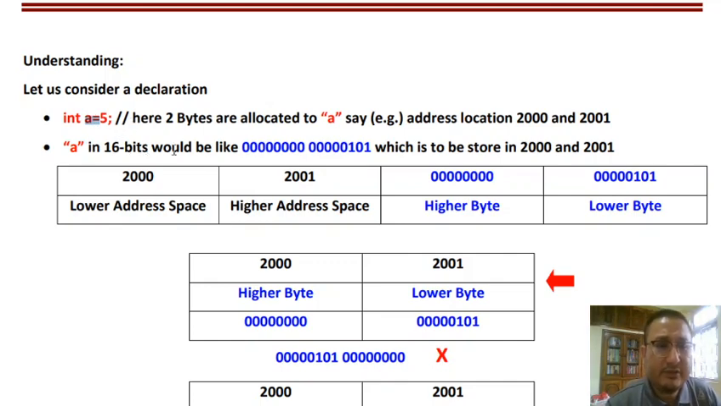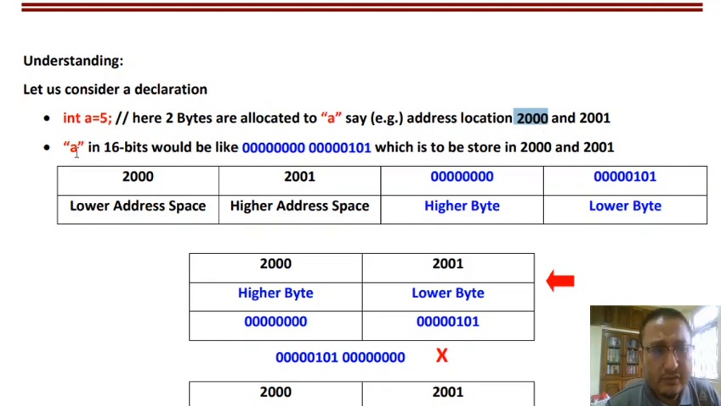Now a in 16 bits would be like this. This is the binary pattern for a in 16 bits. We have 8 zeros, then 4 zeros and 0101. So 101 is 5. So this is the representation for 5 in 16 bits. Now this representation of 5 is to be stored in 2000 and 2001. Again I'll repeat it. Here I've declared a simple variable a and I've initialized it to 5. Since the type of a is integer, 2 bytes of memory will be allocated to a. And the allocation is done in such a manner that the address values are 2000 and 2001.